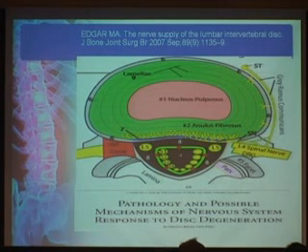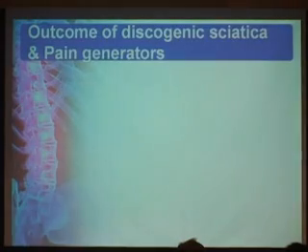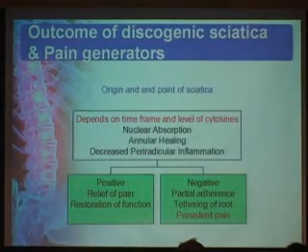The point in this paper is very simple. It says that the symptoms arise from the response of the nervous system to the changes which are occurring in the posterior annulus. This is a very simple, very refined way of thinking about the symptoms which are coming from the disc. And I would like to bring to your notice the outcome of discogenic sciatica and the pain generators.